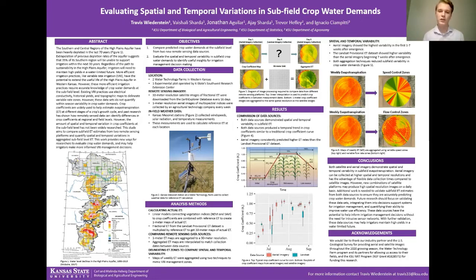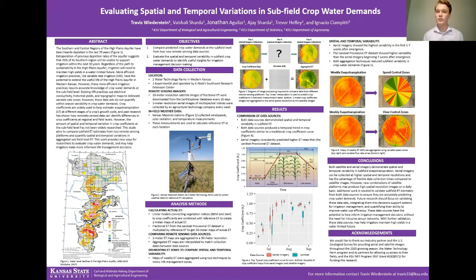Now, after comparing these two data sources, I move on to aggregating these maps of crop water demands into maps that are more useful for making irrigation management decisions. Now, I use two different aggregation techniques. One is speed control zones, which are basically pie-slice shaped zones that mimic the type of zones you would see if irrigators have control over the speed of their center pivot.